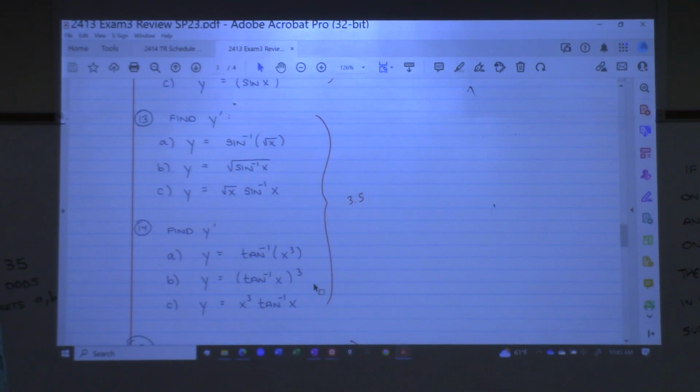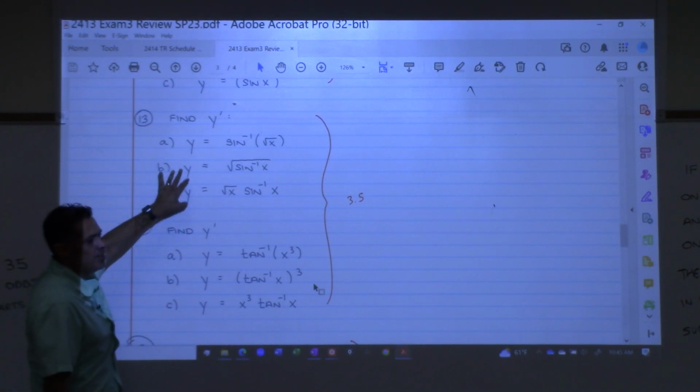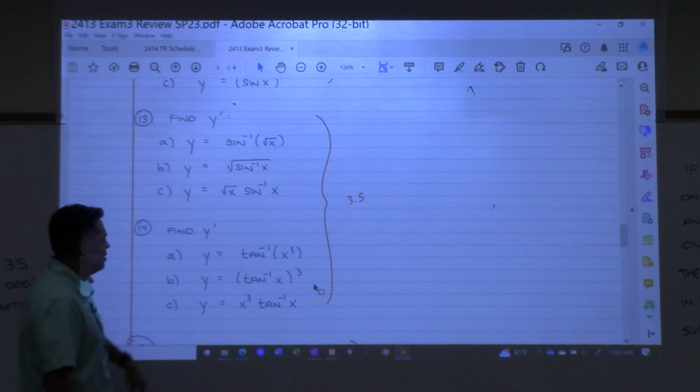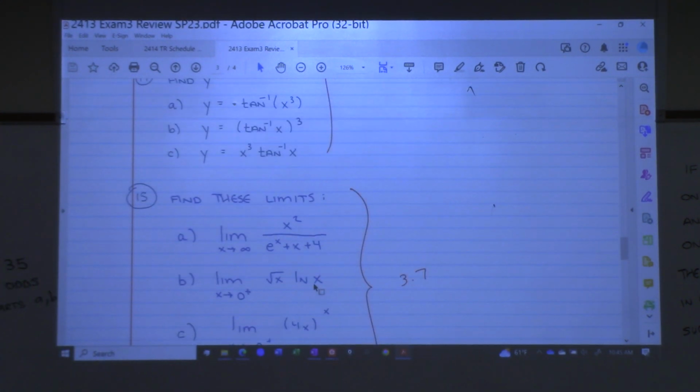3.5, so this is just derivatives of inverse trig functions. We spent part of a day on this, right? Y'all remember doing this? I proved a few of these formulas to you. You don't have to prove anything, just know how to use them again with chain rule, quotient rule, product rule. Okay, then we get to limits.